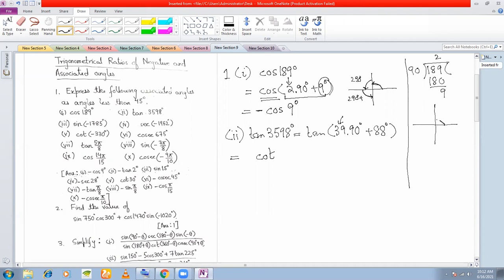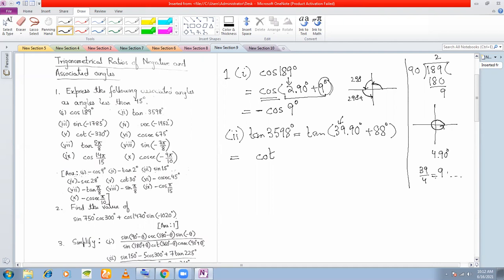One complete rotation means how many, what multiple? 4 into 90 degree, right? Yes, sir. 4 into 90 degree means one complete rotation. That means 39 will be how much? If you divide 39 by 4, how much will you get? You'll get 9 as a quotient, isn't it?